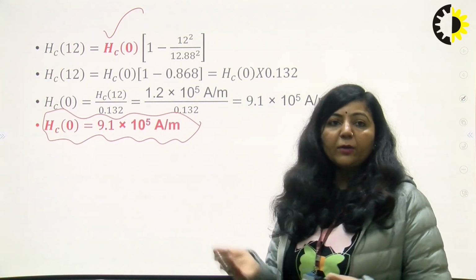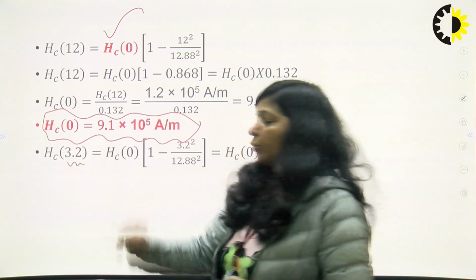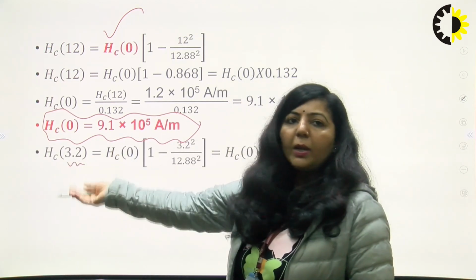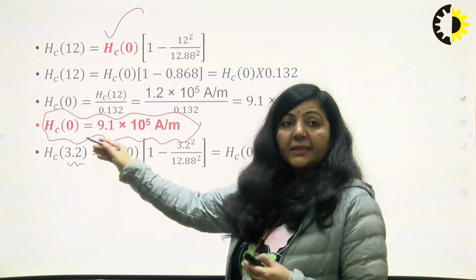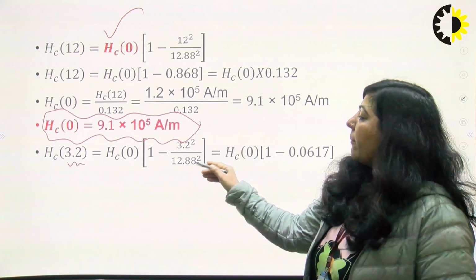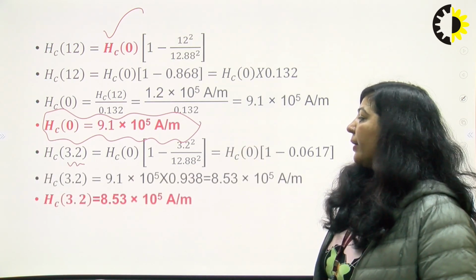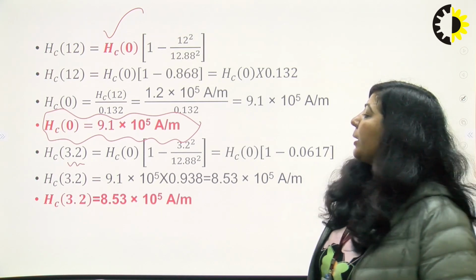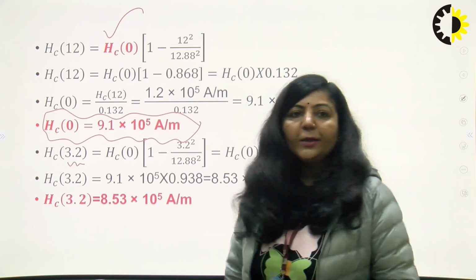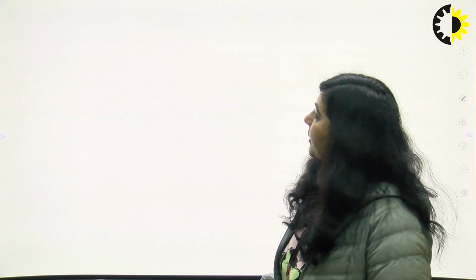Now the last part of this question is that we have to find the critical field at 3.2 Kelvin. You know the formula that HC(3.2) is equal to HC0 into 1 minus 3.2² upon 12.88². If you simplify it, you will get the value of the critical magnetic field at 3.2 Kelvin. So this is a way to find these three different parameters.